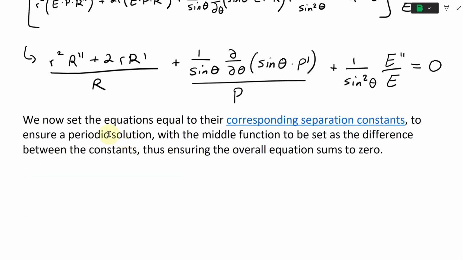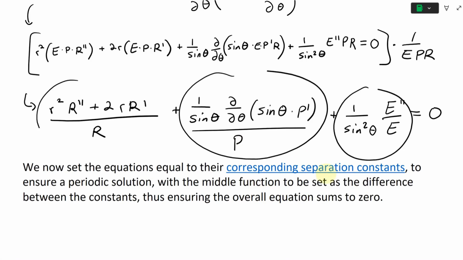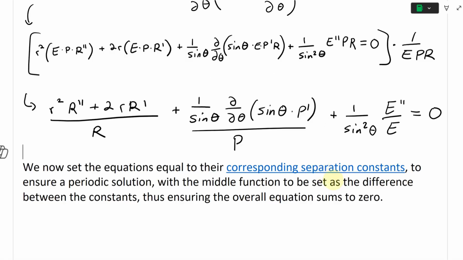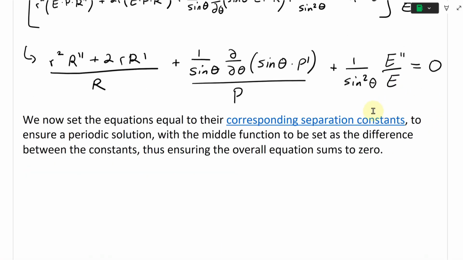So now the next step is, we can set the equations equal to their corresponding separation constants. And again, these all equal 0. So in other words, the E functions are in here, the P ones in here, and the R ones are in there. So these are 3 separated functions, but they all equal 0 at all times. In other words, these are all equal constants. So this one's a constant, this one's a constant, this one's a constant, these are all C1, C2, etc. So we can just set these all equal to their own corresponding separation constants.